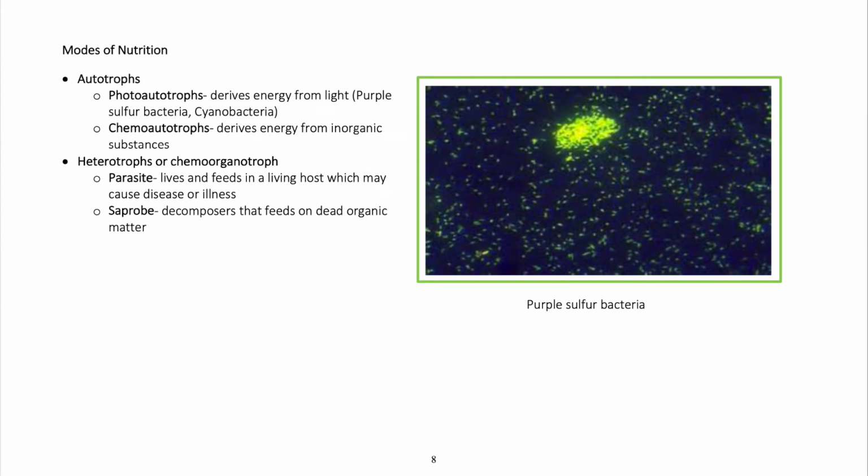Modes of nutrition. Autotrophs. Photoautotrophs derive energy from light: purple sulfur bacteria, cyanobacteria. Chemoautotrophs derive energy from inorganic substances. Heterotrophs, or chemoorganotrophs. Parasite. Lives and feeds in a living host, which may cause disease or illness. Saprobe. Decomposers that feed on dead organic matter.